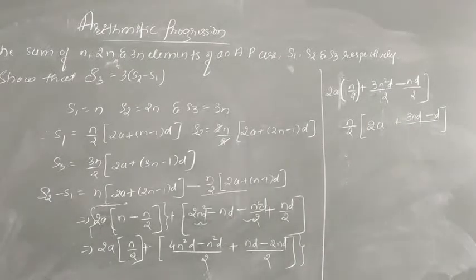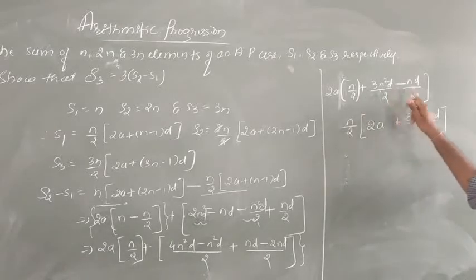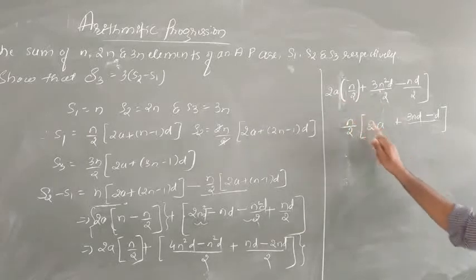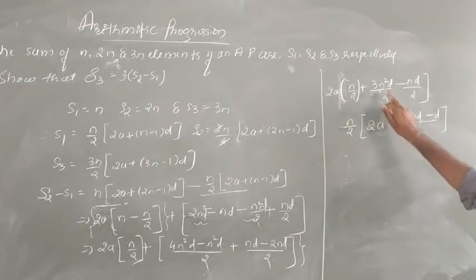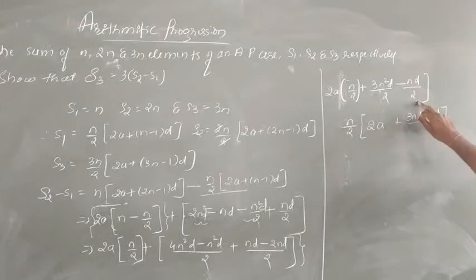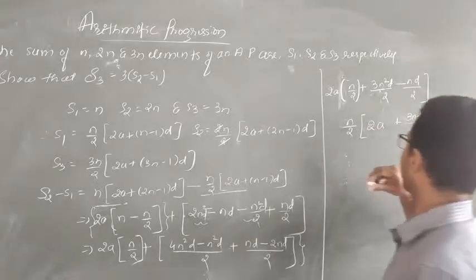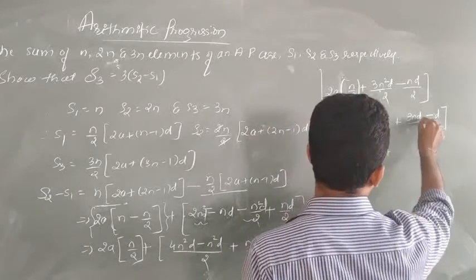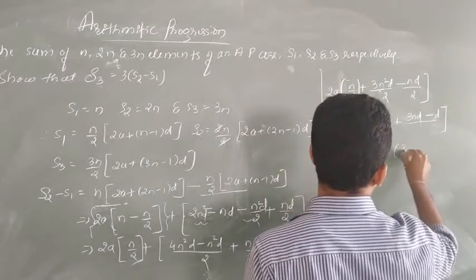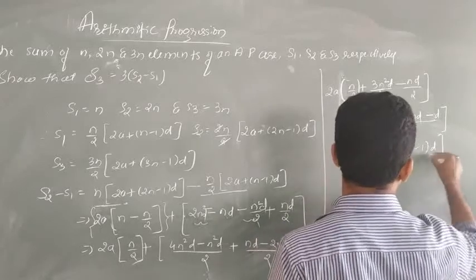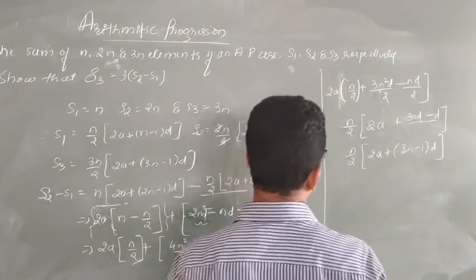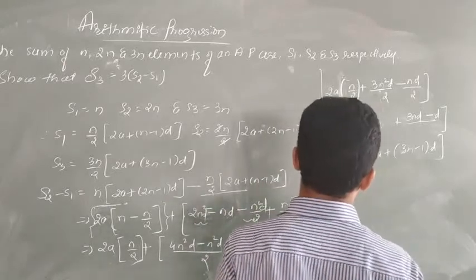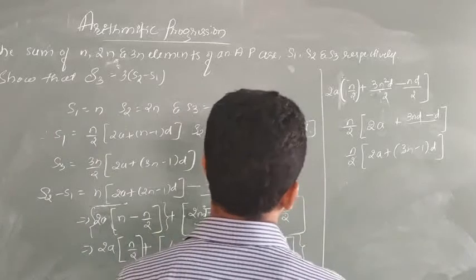So here, what I did, overall n by 2 I have taken outside the bracket. If I take the overall n by 2 as the common multiple, then here what remains? 2a plus, here 3n, that is n by 2 if I take, that is minus d. Okay, this is n by 2, then 2a plus d I will take as the common multiple, then what remains? 3n minus 1 into d. So now what I will do, I will multiply and divide by 3, then here I should get it as 3S2 minus S1.